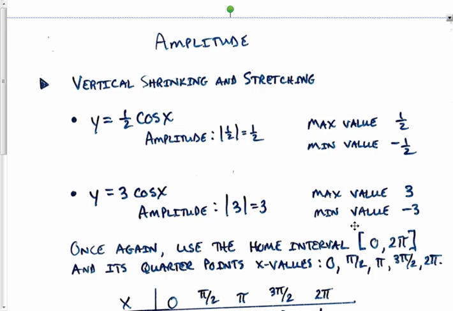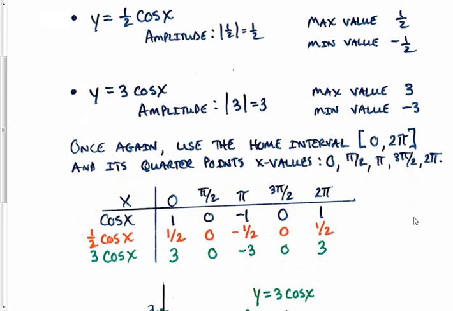Now, consider again vertical shrinking and stretching. In the case of y equals 1/2 cosine x, this is the a value, so the amplitude is the absolute value of that 1/2, which is 1/2, which means the maximum height will be 1/2, the minimum height will be -1/2. But the amplitude is 1/2. For y equals 3 cosine x, the amplitude is the absolute value of that 3, which is just 3, so that's going to have a maximum height of 3 and a minimum value of -3, but the amplitude is 3.